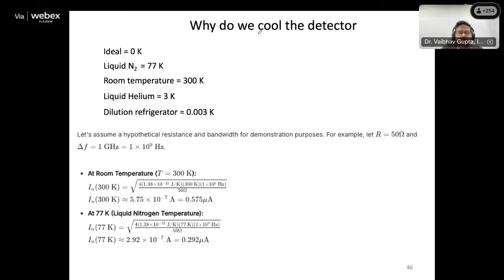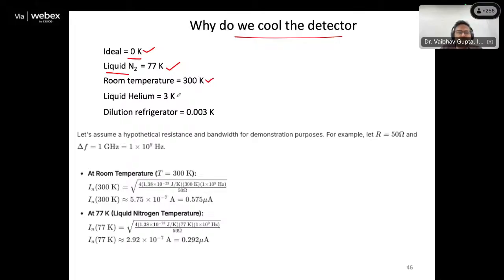Now let me explain why we cool our detectors. If you have worked in the lab, what you see is that we try to cool the detectors. In terms of temperature, what we can humanly achieve is 0 Kelvin, the absolute zero temperature. And if you use a material like liquid nitrogen, you can reach up to minus 200 degrees or 77 Kelvin. Just to give you a reference, room temperature is 25 degrees, so roughly 300 Kelvin.